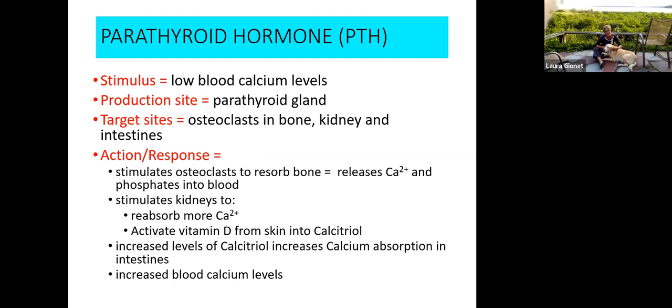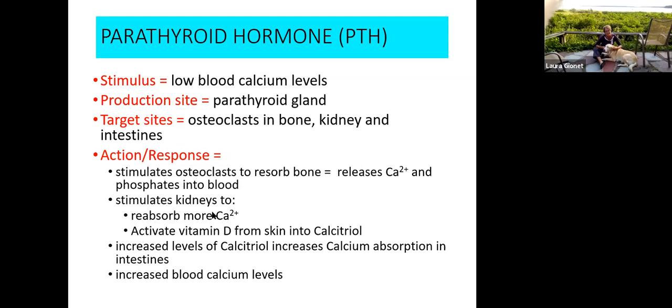But how does it do it? Well, it stimulates the osteoclasts to resorb bone, because now we want to stimulate those osteoclasts, use all those lysosomes, right? Break down and dissolve some of that compact bone so the calcium that's stored in there can now enter into the bloodstream and start to increase your blood calcium levels.